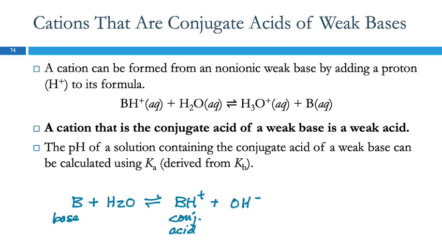Again, we're looking at the conjugate version of this. Is it a strong base or a weak base? If it's a weak base, this can act as a weak acid. And then to calculate the pH, we're going to need Ka, which we derive from Kb, like we did in the opposite direction for the weak base.